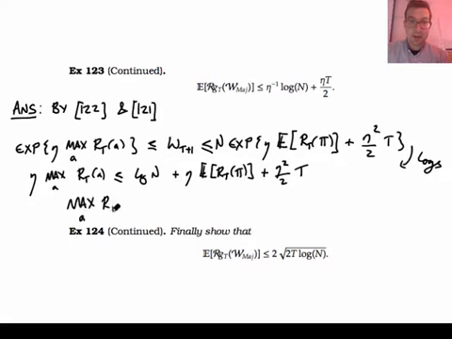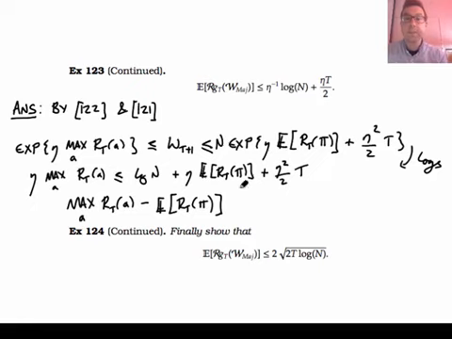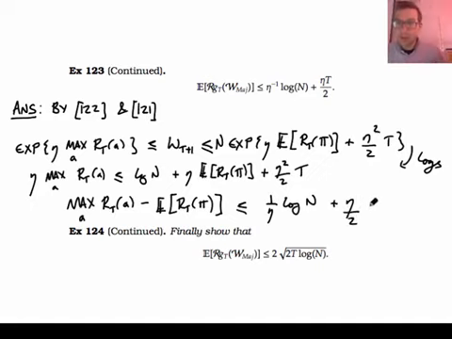So then I get max over a of r_t(a) minus the expected value of my policy is less than or equal to, divided by eta, 1 over eta log of n plus eta, oops, no, squared, sorry, eta over 2t. And that, by definition, is the regret of my policy.